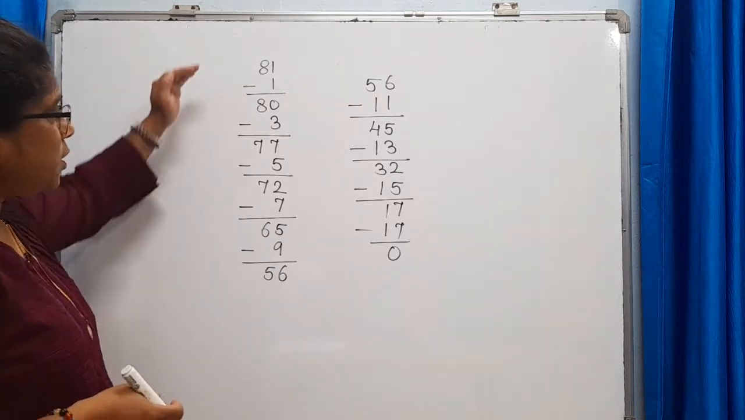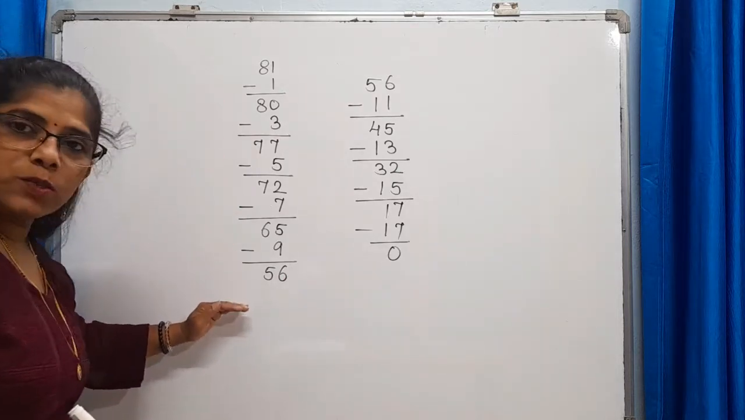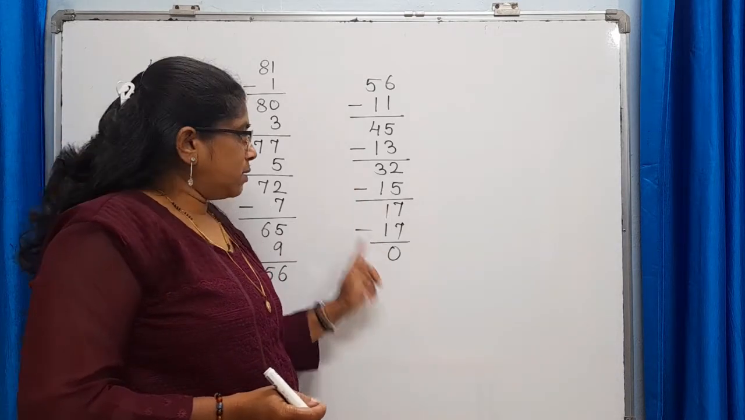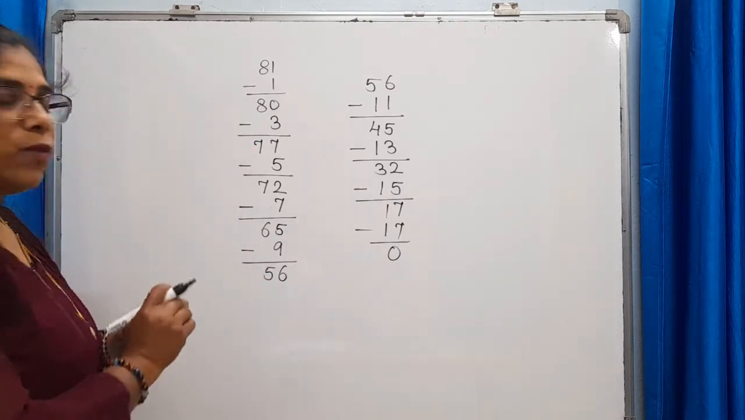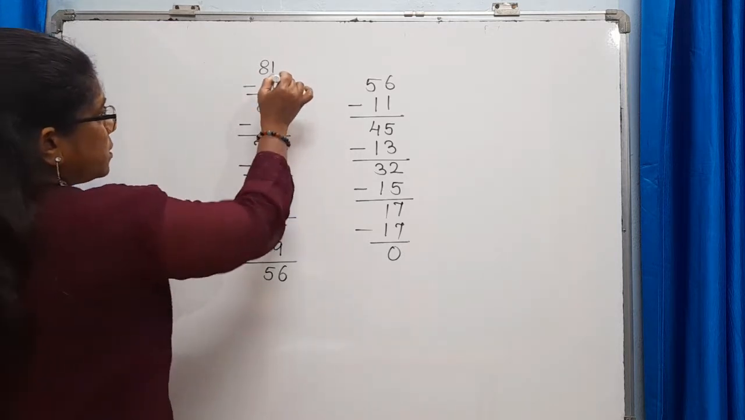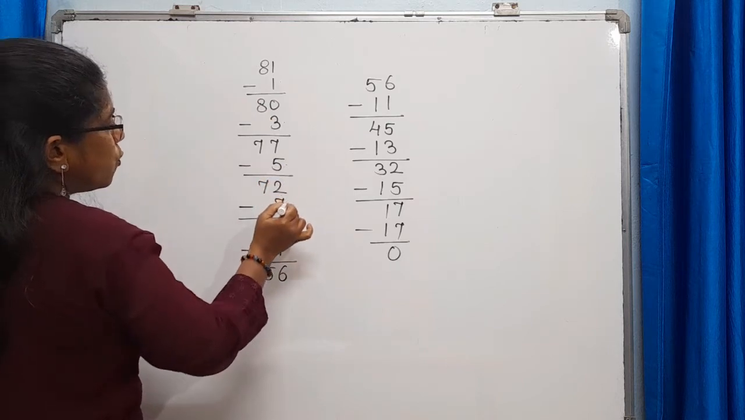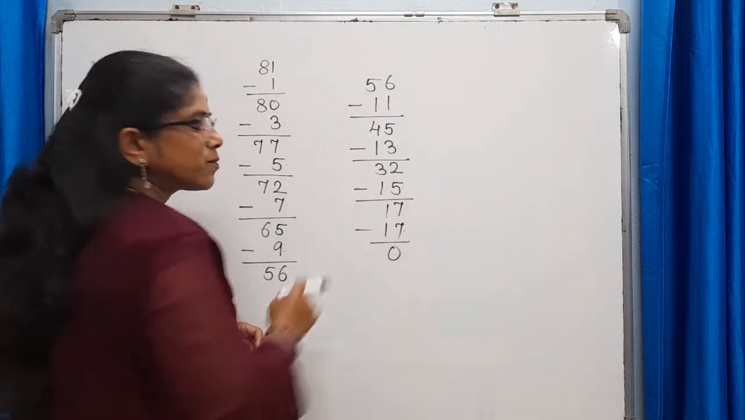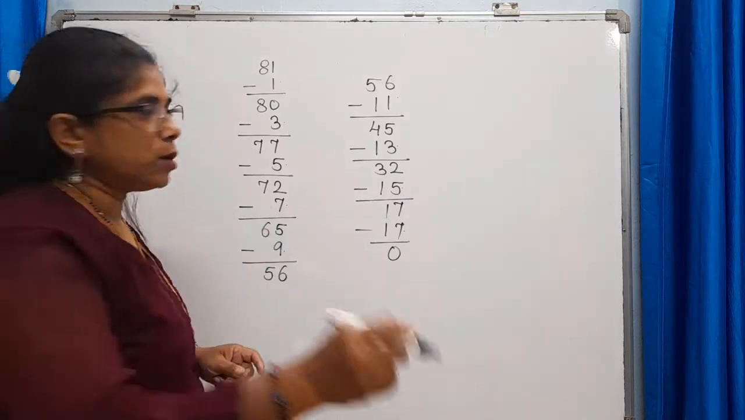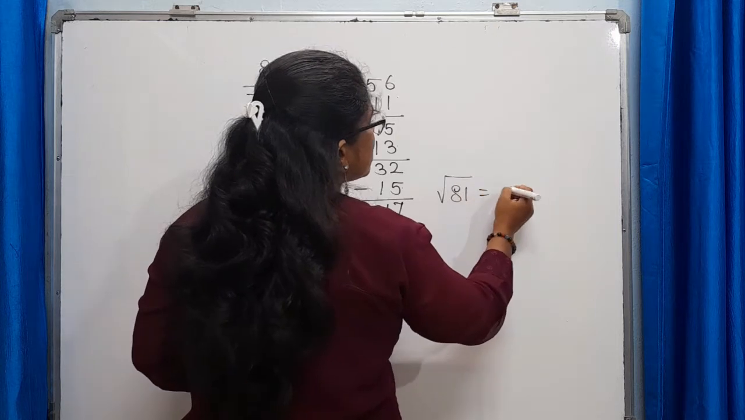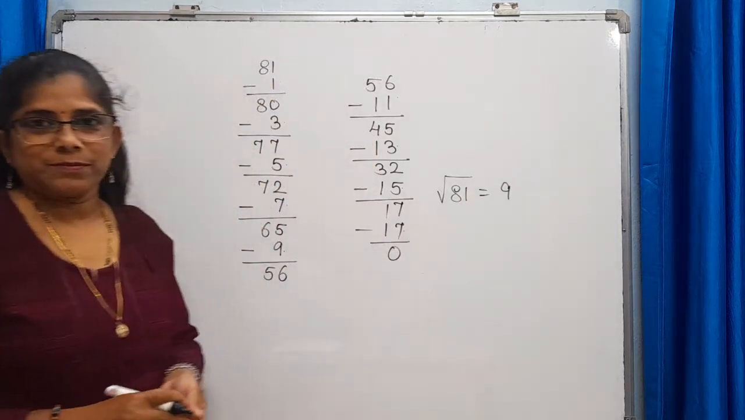So we have to continue this subtraction of continuous odd numbers till we get 0. And now we have to count how many odd numbers did we subtract. 1, 2, 3, 4, 5, 6, 7, 8, 9. We subtracted 9 odd numbers. So the square root of 81 is nothing but 9.